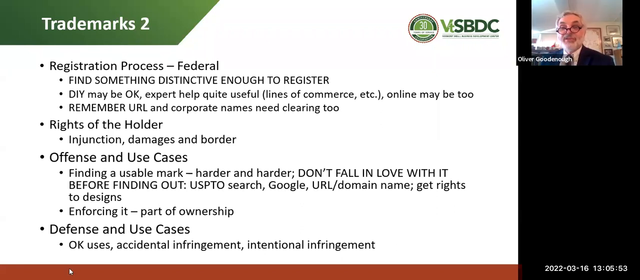Exactly. I mean, it'd be so convenient to call my company Coca-Cola Company, right? But Coca-Cola's got the rights to that, and they're not going to be pleased with it. So again, just be very careful about what you do. Make sure your uses are okay, and avoid accidental and intentional infringement.